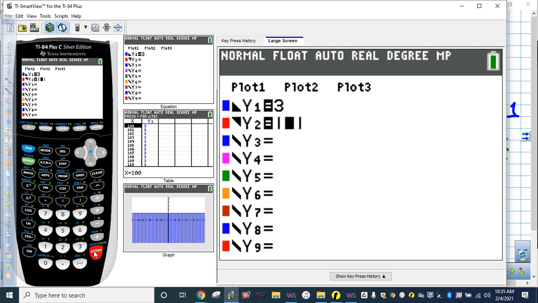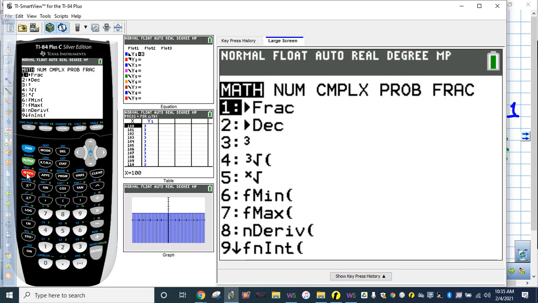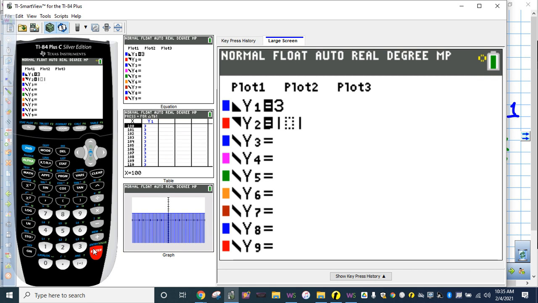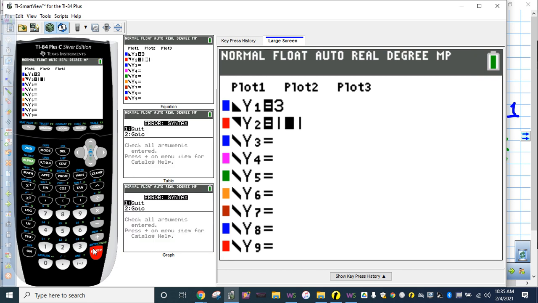I'll do it again. Yeah, absolutely. So right here we hit math. We hit the right arrow over the number so you can tell the number is highlighted here. And then just enter to get that absolute value. If you have an older calculator, it'll say ABS with an open parenthesis instead of the two absolute value bar things. And then we can just put in x, which is right to the right of alpha, -1.